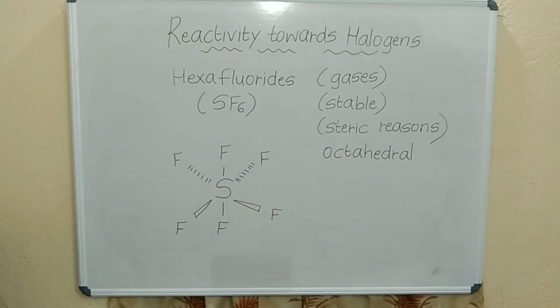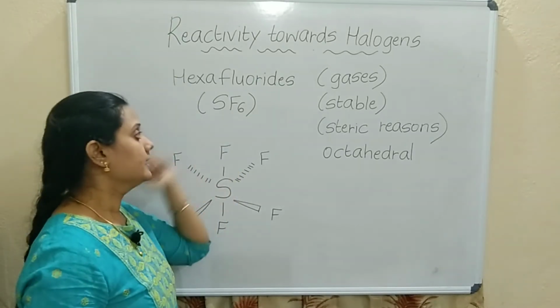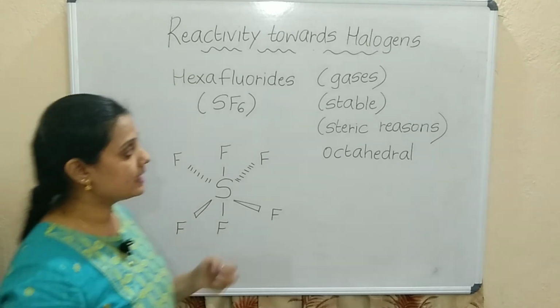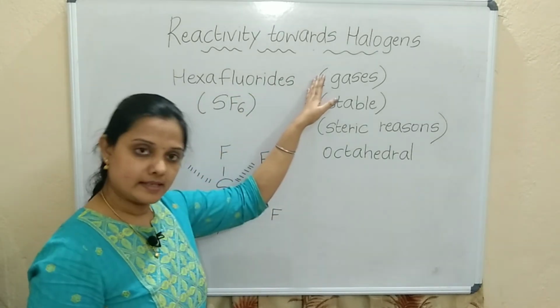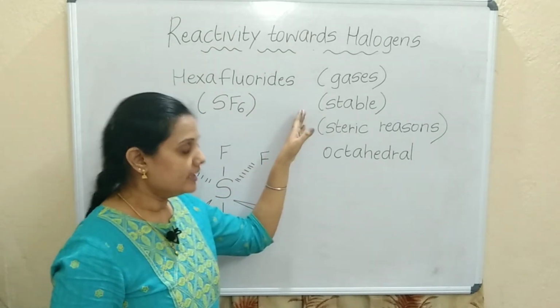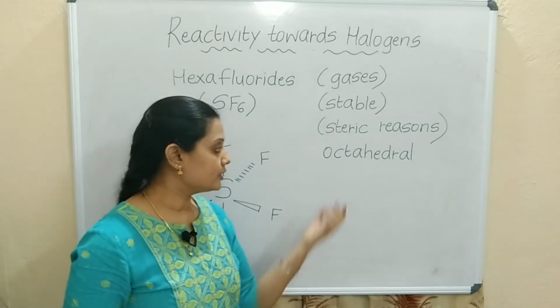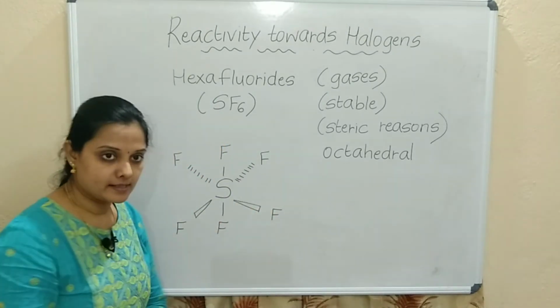So see the last one, hexafluorides, SF6, sulfur hexafluoride. The hexafluorides, they are the most stable and they exist in the gaseous form. And why they are stable? Because of the steric reasons, and their geometry will be octahedral. So I have drawn here SF6.